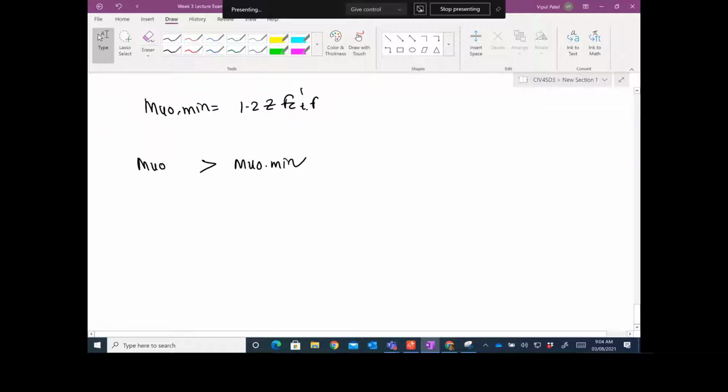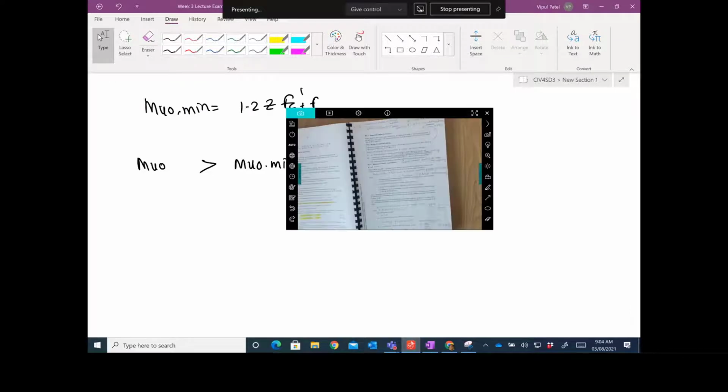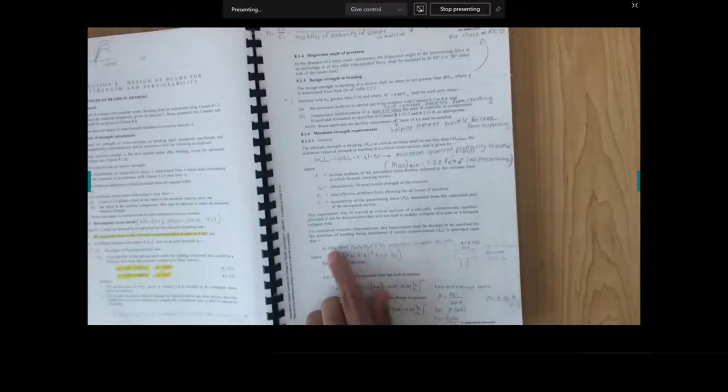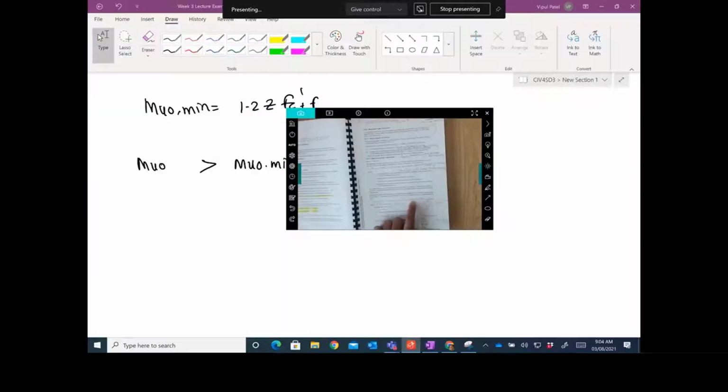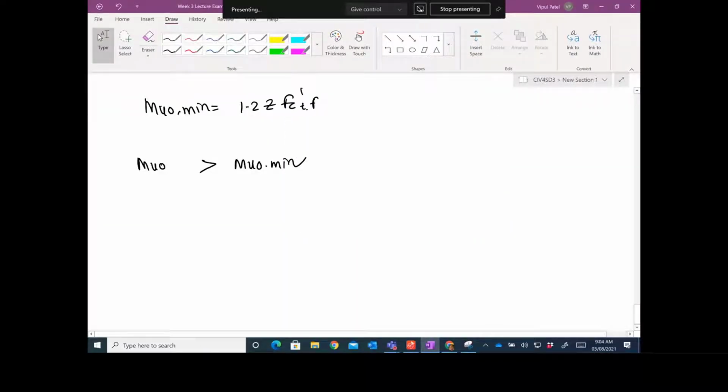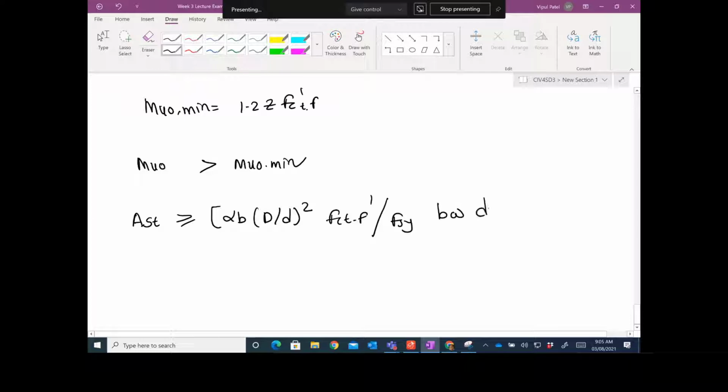The second check that you can make is the minimum reinforcement, to make sure you prevent sudden failure. You need to do one of these checks, you don't need to do both. So let's say you have Ast minimum should be greater than alpha b, capital D over small d squared, fct.f over fsy, times b w, small d.